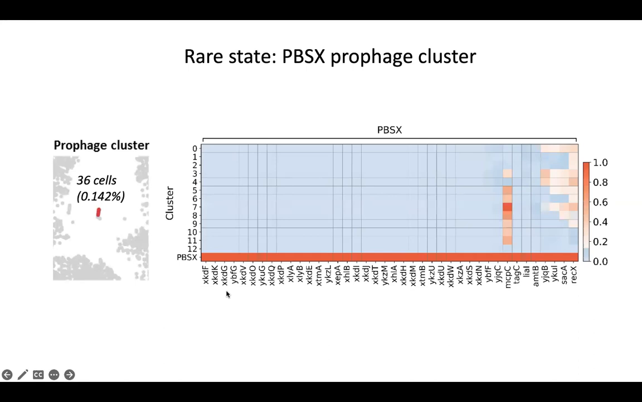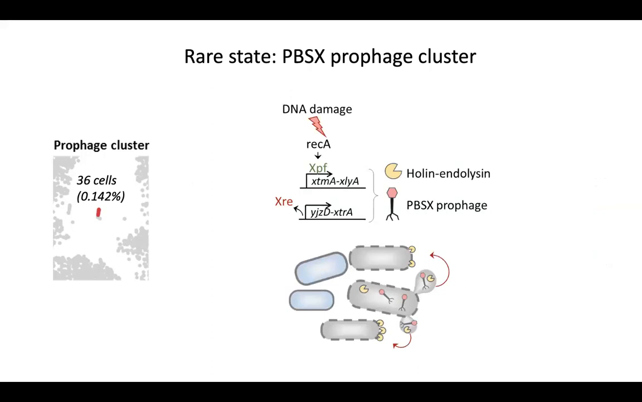Most of the genes expressed in these cells, as you can see here, all of these genes starting with an X, belong to the category of PBSX prophage genes. PBSX prophage is a genetic element that is resident in the Bacillus chromosome, and it's activated when the cell senses DNA damage. The DNA damage induces this two-operon system that makes the PBSX prophage, which is a defective prophage. It doesn't make infectious particles.